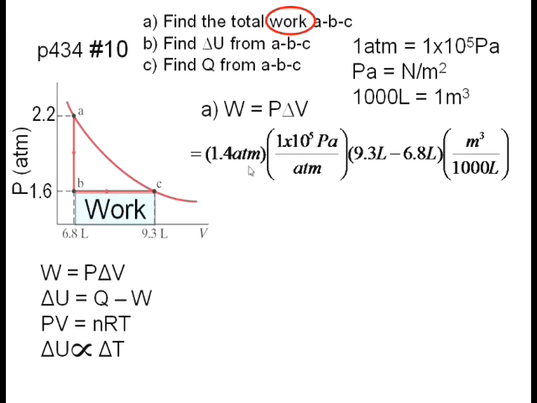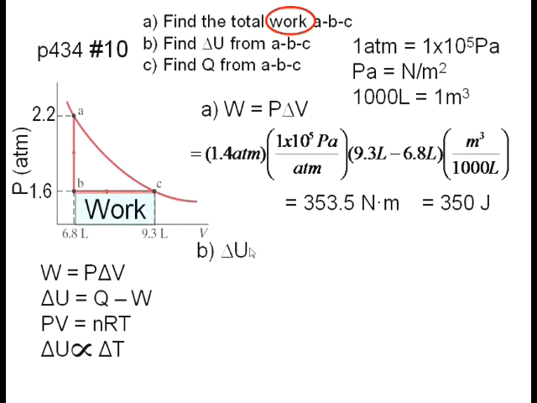Right, so in my formula, I have pressure times change in volume, but I have to do a conversion for each of those to get all the units to come out right. And this one comes out to 350 joules. Next it asks me, find the change in internal energy if I go from A to B to C.